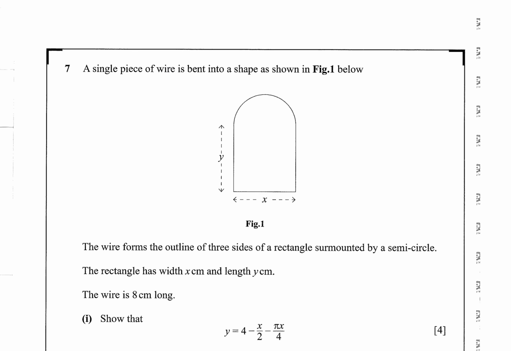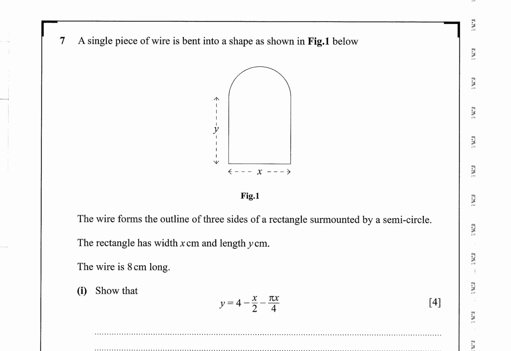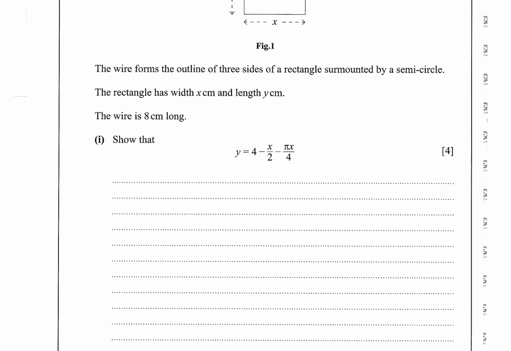Okay, next one, question 7 says a piece of wire is bent into shape as shown. The wire forms the outline of 3 sides of a rectangle surmounted by a semicircle. The rectangle has a width of x and a length of y. The wire is 8 centimeters long, and it says show that y is equal to 4 minus x over 2 minus pi x over 4. Okay, right. The 8 centimeters is your total perimeter.